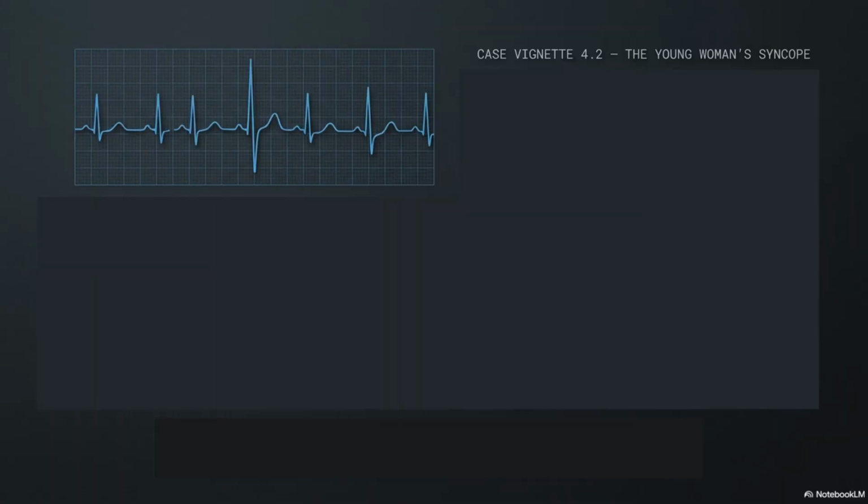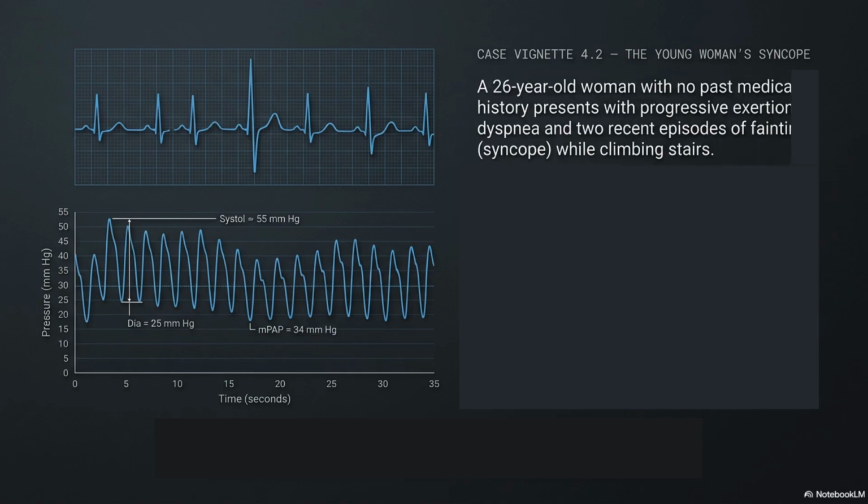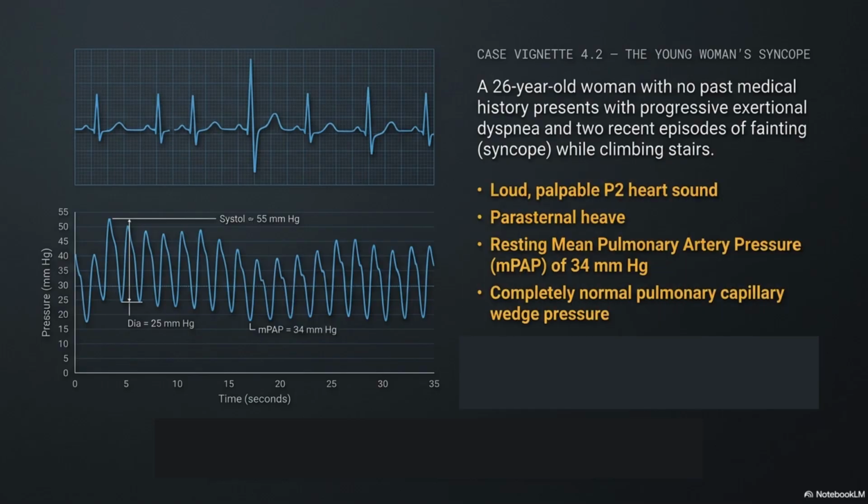Let's introduce our clinical scenario for today with case vignette 4.2, the young woman's syncope. Looking at our pressure tracing, we note a diastolic of 25, a systolic greater than 55, and an MPAP of 34. Our patient is a 26-year-old woman with no past medical history. She presents with progressive exertional dyspnea and 2 recent episodes of fainting or syncope while climbing stairs. On physical exam, she has a loud, palpable P2 heart sound and a parasternal heave.